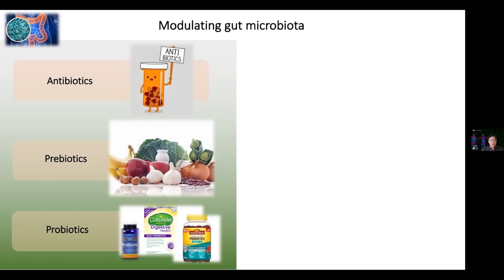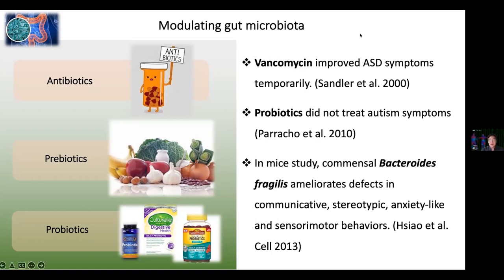You may have a loss of the probiotics, and then may modulate your gut microbiota in a beneficial way. There are a few studies at the time. For example, vancomycin, which is one of the antibiotics, has been studied and showed improved autism symptoms, but it was temporary. And probiotics did not treat autism symptoms that much.